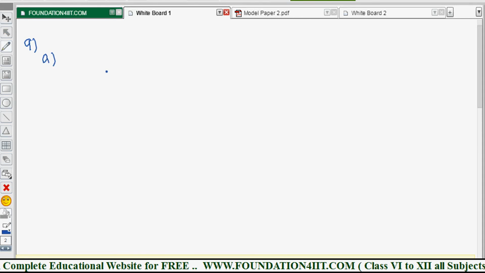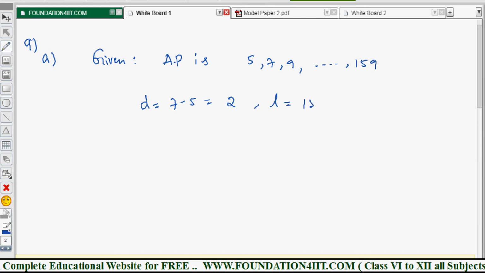So the given series is an AP, an arithmetic progression: 5, 7, 9, and so on, 159. Here D is the difference, and D equals 7 minus 5, the second term minus the first term. So 7 minus 5 is equal to 2. And the last term is L. L is 159. Then we can use the nth term from the end.